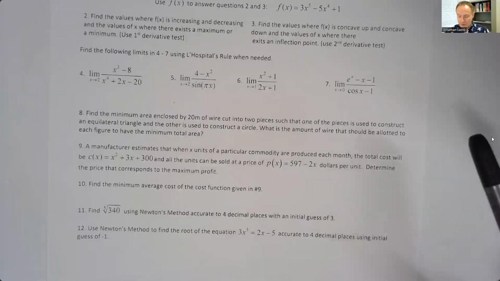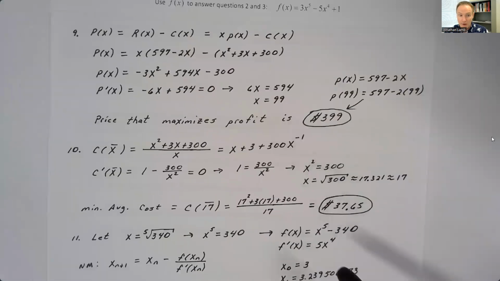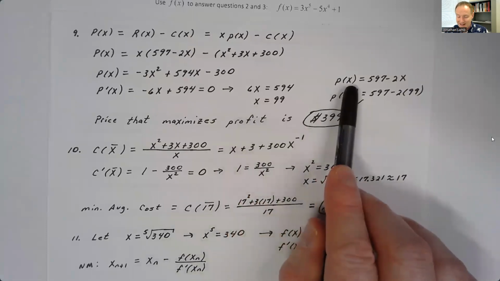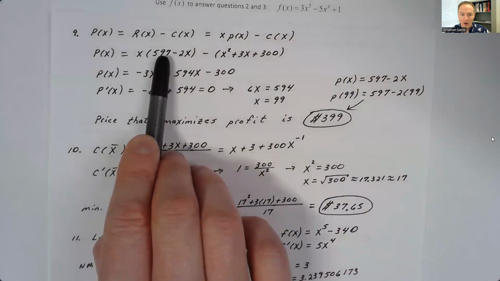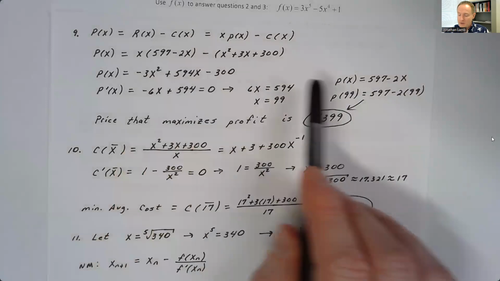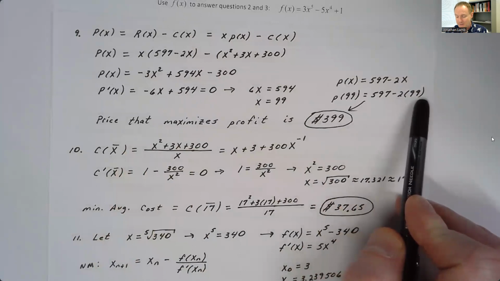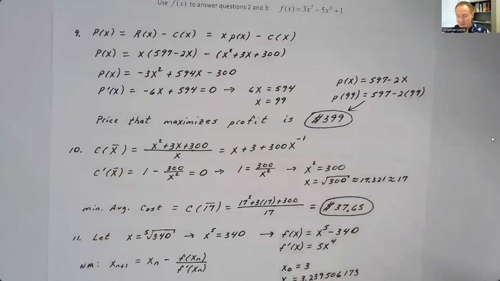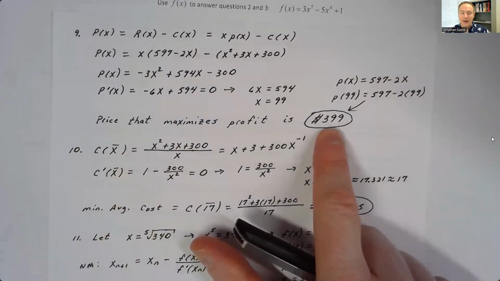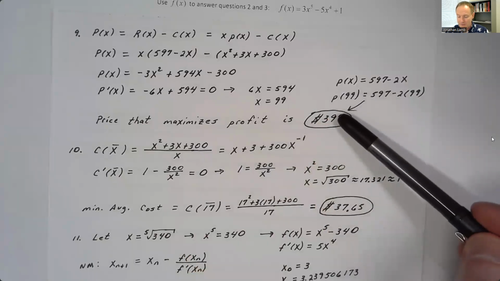But now if you look at the problem, I'm asking you to determine the price that corresponds to maximum profit. We already know the maximum profit occurs when 99 units are sold. Well, you need to put that 99 units into your price function. What price is going to have to be set in order to sell 99 units? So the price of 99 would just equal 597 minus 2 times 99. That's 597 minus 198. You get $399. We know that the price that maximizes profit is going to be $399 in this case.